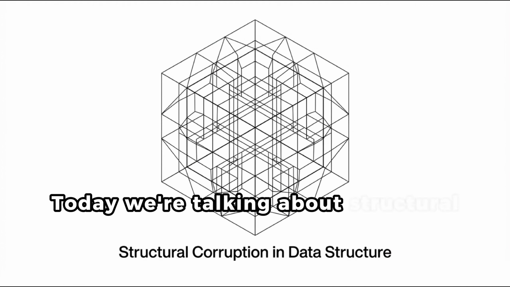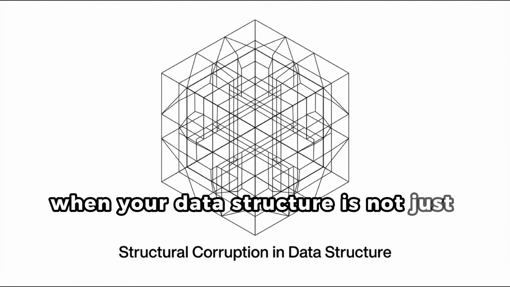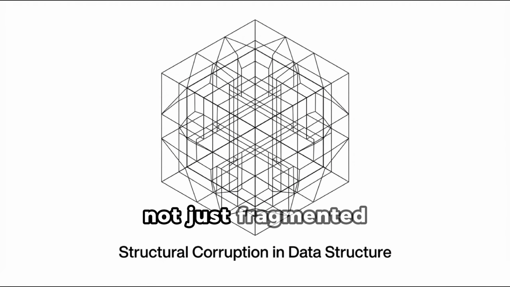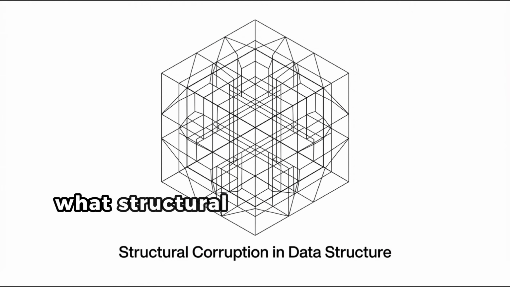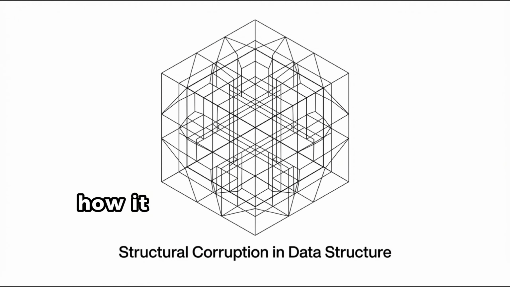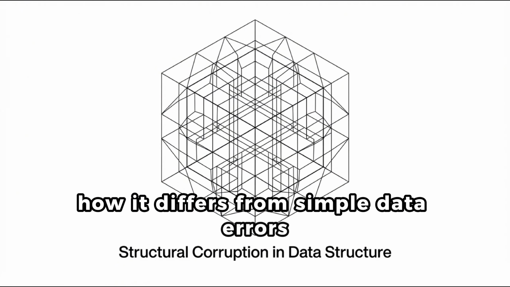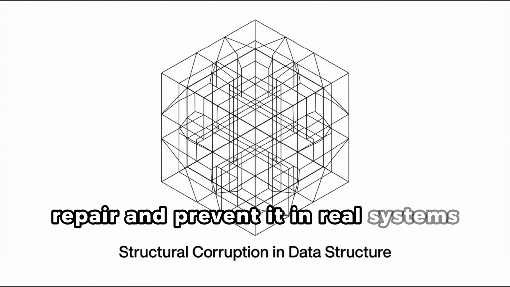Today we're talking about structural corruption. What it means when your data's structure is not just incomplete, not just fragmented, but internally wrong. We'll walk through what structural corruption actually looks like, why it's dangerous, how it differs from simple data errors, and how to detect, repair, and prevent it in real systems.